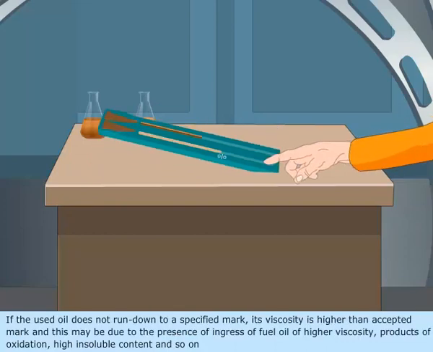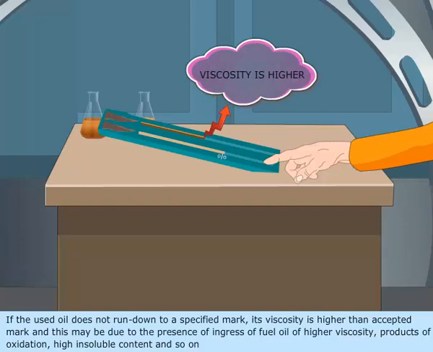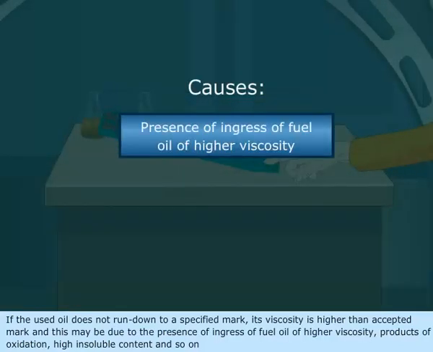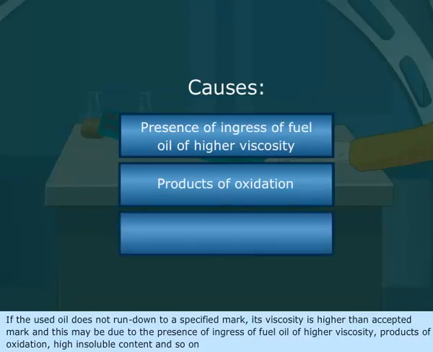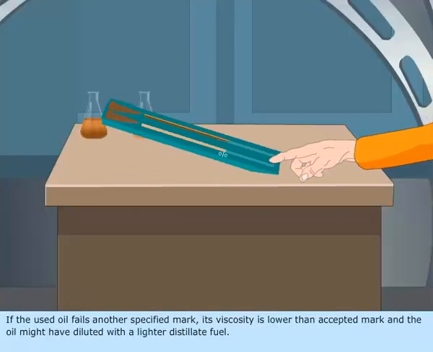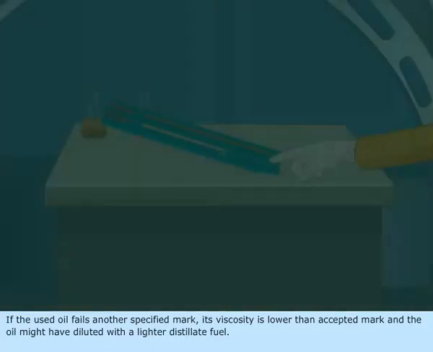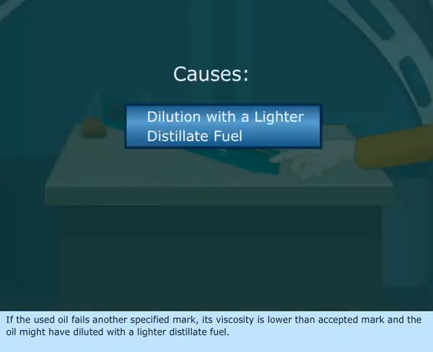If the used oil does not run down to a specified mark, its viscosity is higher than accepted mark, and this may be due to the presence of ingress of fuel oil of higher viscosity, products of oxidation, high insoluble content, and so on. If the used oil fails another specified mark, its viscosity is lower than accepted mark, and the oil might have diluted with a lighter distillate fuel.